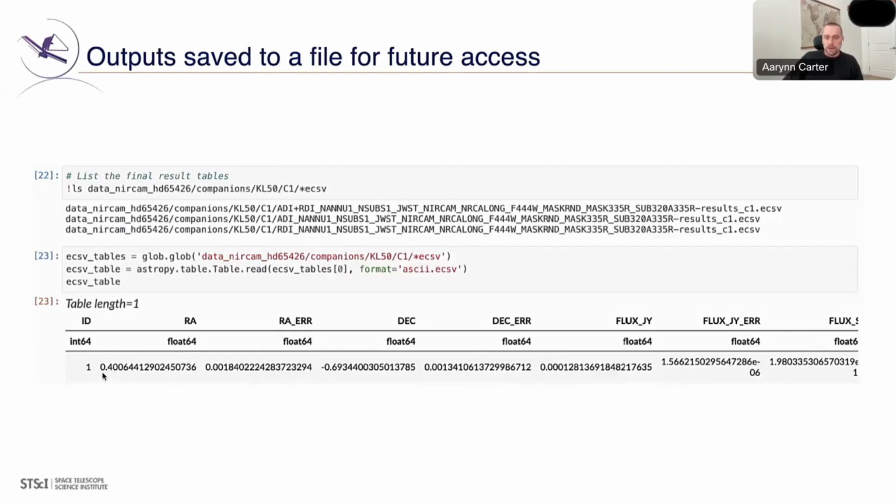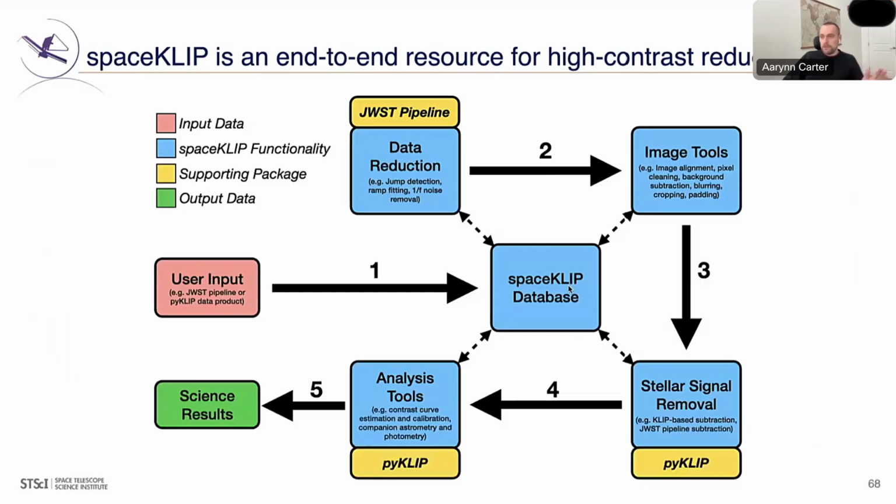We know now the RA and the DEC of the companion relative to the star. So that gives you astrometric measurements that you can use for orbit fitting. And we have flux measurements that you can start to use for atmospheric model fitting as well. That's where spaceKLIP stops. From there, you have your astrometry, your photometry. You can go off and report detections, companions, model fits, etc. But hopefully, you have an appreciation of how everything works now.